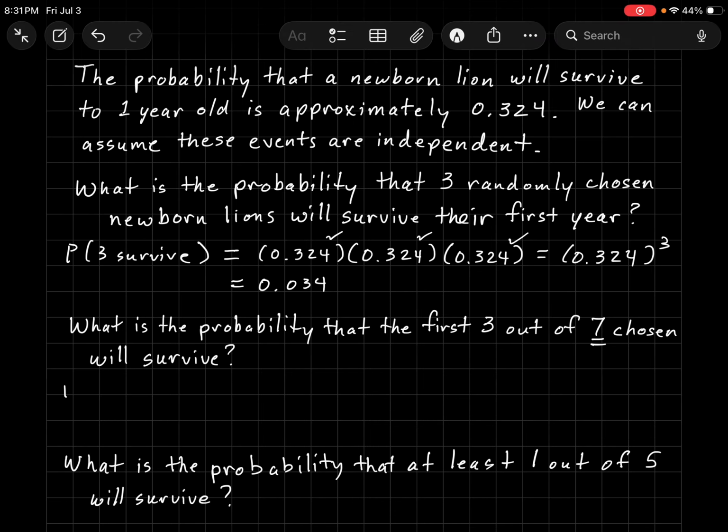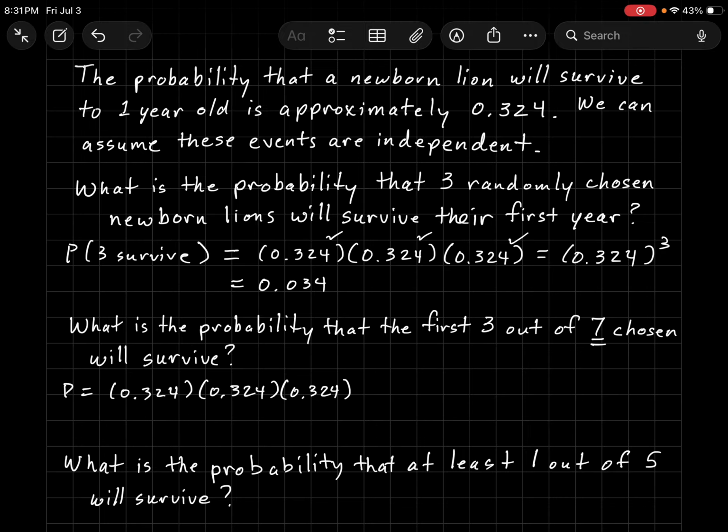So what is the probability? Well, let's do these things in order. So the first one survives. The probability is 0.324. And same for the second one. And then same for the third one.